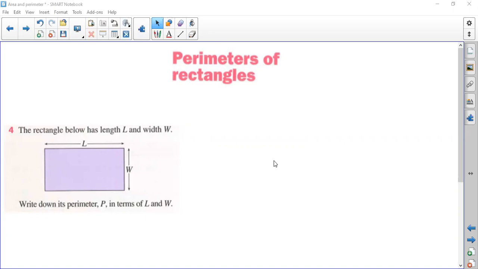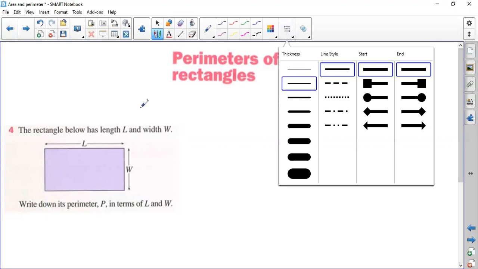Okay, so for a rectangle, the perimeter of the rectangle will be the length of all these sides of the rectangle. Okay, the outer line of a shape gives me the perimeter of that shape. So how can we find the perimeter of a rectangle? Well, let's see on this figure. It is given that the rectangle has the length L and the width W.